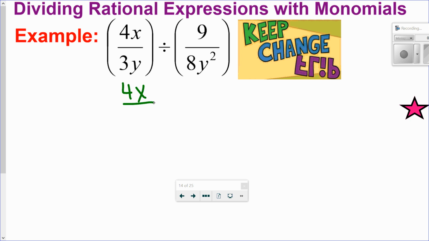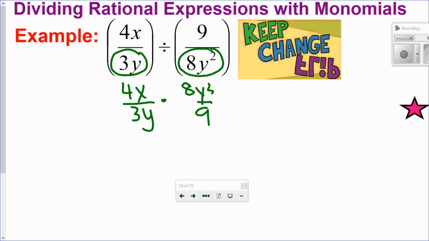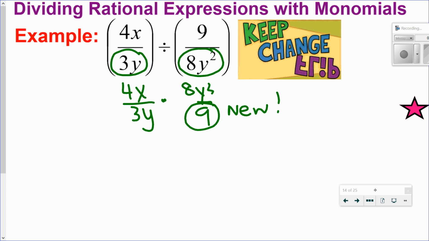I'm going to change the division to multiplication, and I'm going to flip my second fraction. Now, let's talk about restrictions. In the original, we have restrictions that you can't divide by 0. But in the second step, because we flip, we have an additional new restriction. So for division, we have to pay special attention to those restrictions.